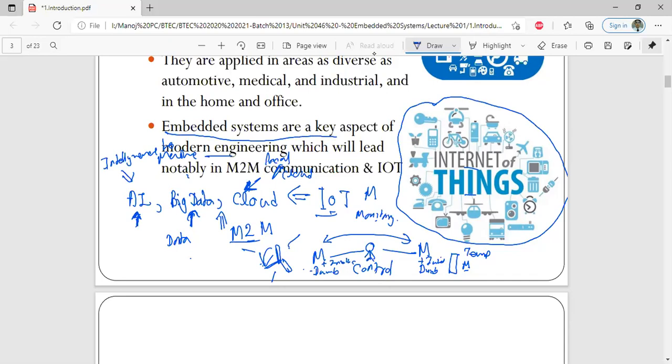In modern, state-of-the-art engineering, embedded systems play a vital role, because in the IoT, the Internet of Things, all the things that you are connecting are embedded systems. In machine to machine communication, they are embedded systems. I have told you that we are giving them some intelligence. That means those embedded systems can do a lot of things, like communication and everything, by doing their specific tasks, right? In this module, that is what we are going to address.